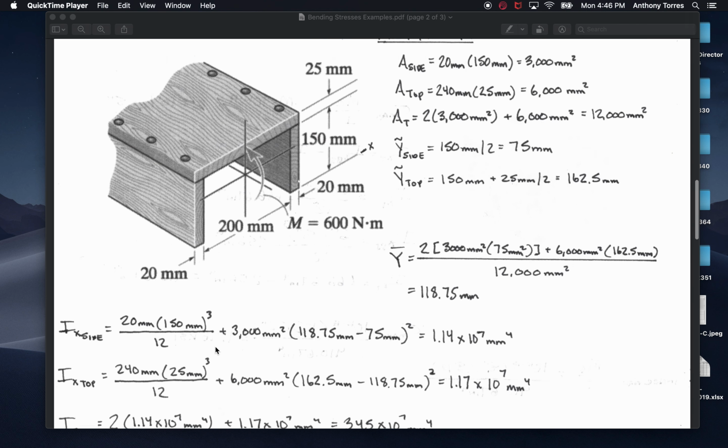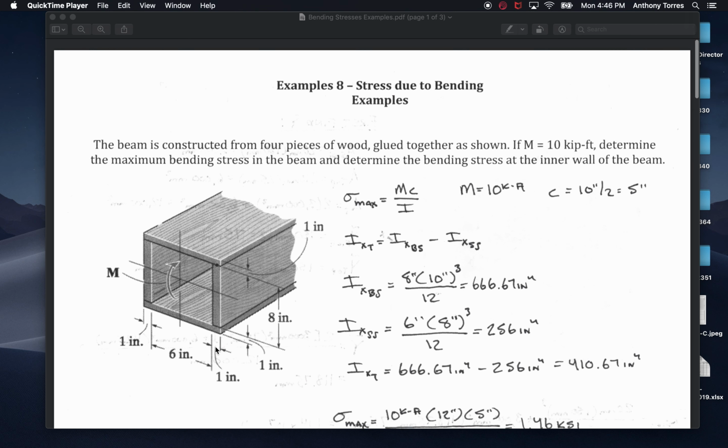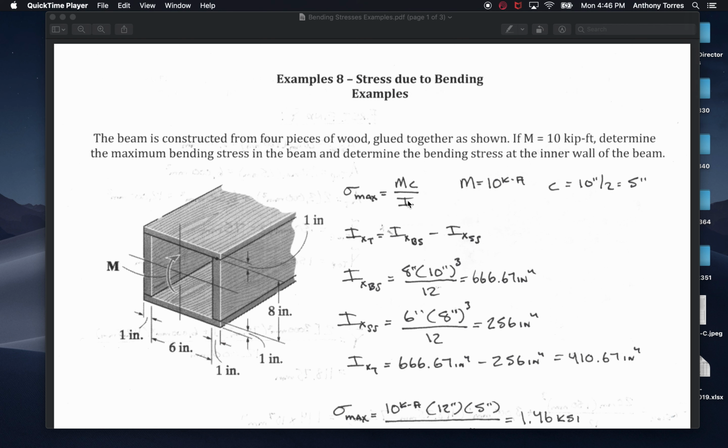Okay, that's it for the example problems. We're just using this Mc over I equation. We just need to get M and I, which are probably the biggest issues in these problems. But that's it.